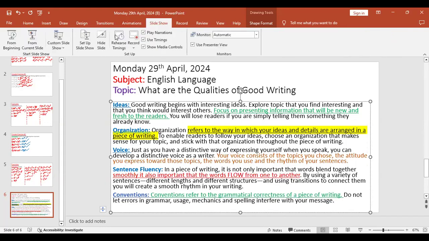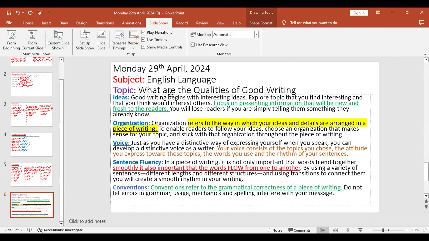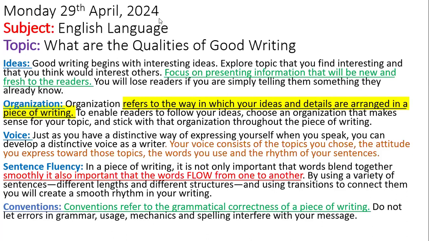Okay, good. From this, can you tell me four qualities of good writing? What are 4 qualities of good writing that we have discussed so far? Ideas. What else? Voice. Organization. What else? Conventions. And what else? Sentence fluency. I said 4. It's actually 5. So ideas, organization, voice, sentence fluency, and convention. Okay.